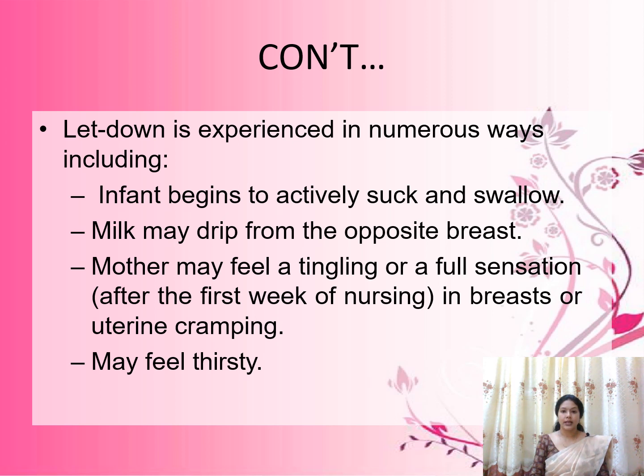And sometimes she may get the uterine cramps also, because oxytocin, when it is producing, it will produce the contraction of the smooth muscles, so it will produce the contraction of the muscles of the uterus also. And sometimes the lady may feel thirsty. So these are the features that will help the mother to identify the milk ejection.